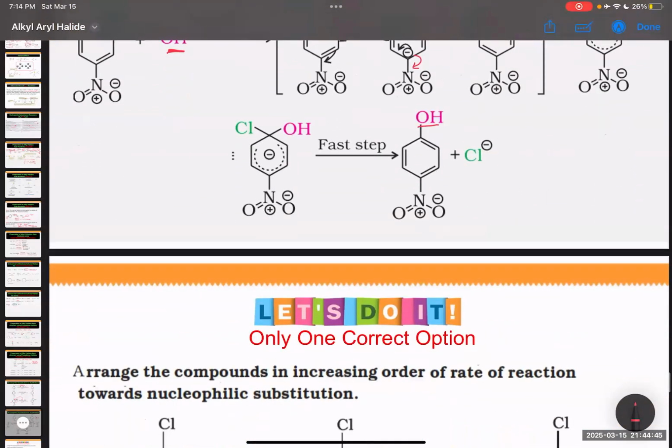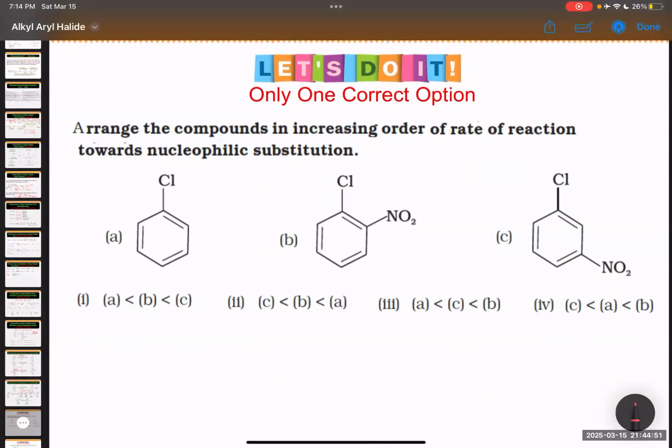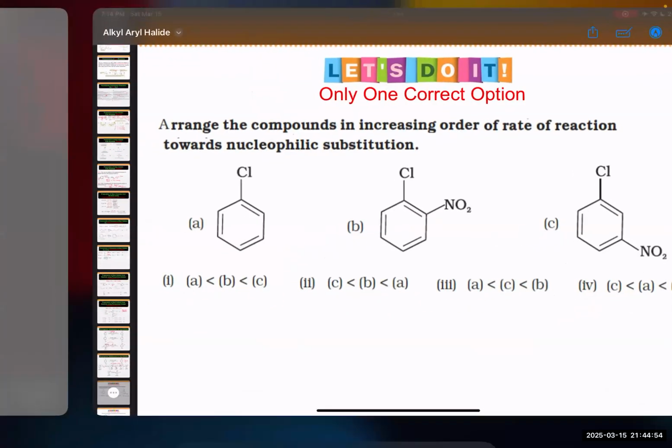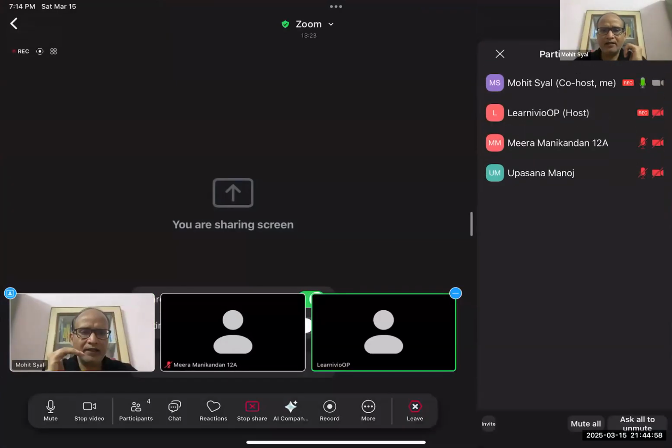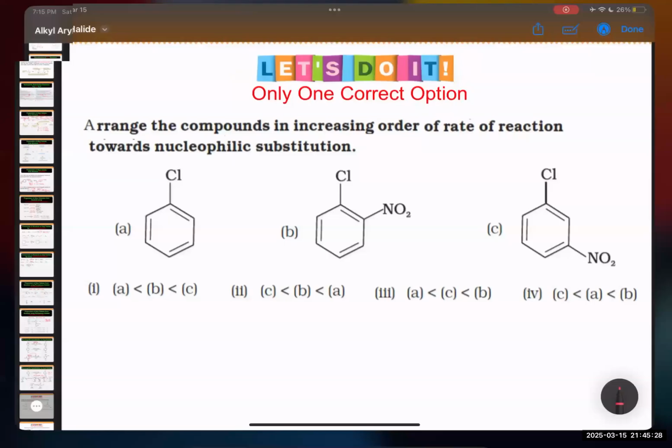But presence of electron withdrawing group at ortho and para position increases the rate of reaction because if groups are there at ortho and para positions, they are going to bring in the positive charge and make the benzene ring more reactive towards the attack of nucleophile. The attack of nucleophile is going to happen more easily if you have NO2, but the NO2 should be present at ortho and para positions with respect to the leaving group. Got it?